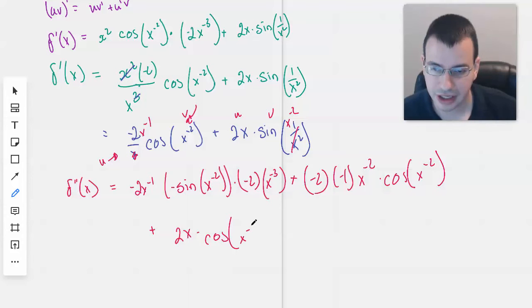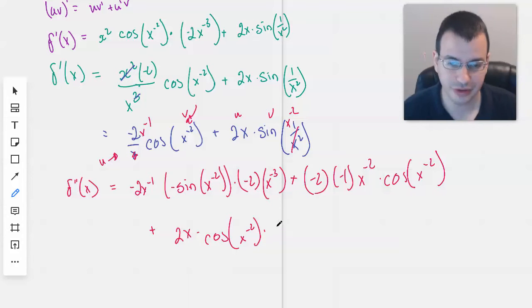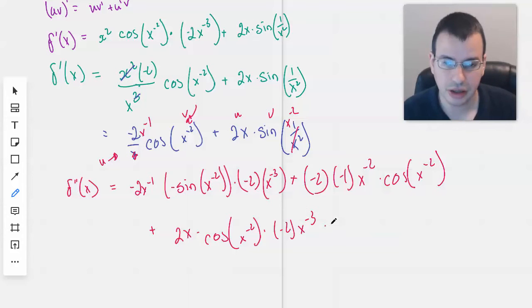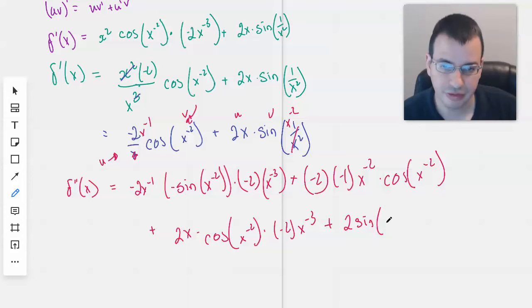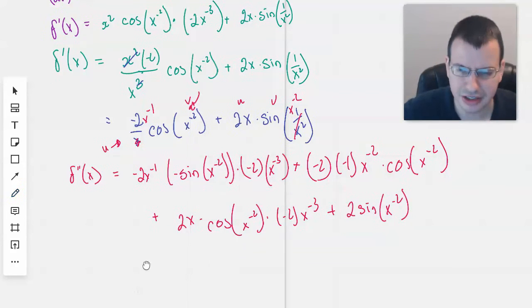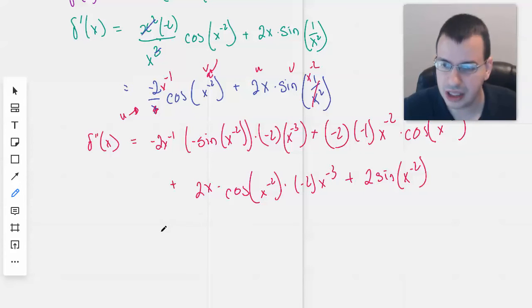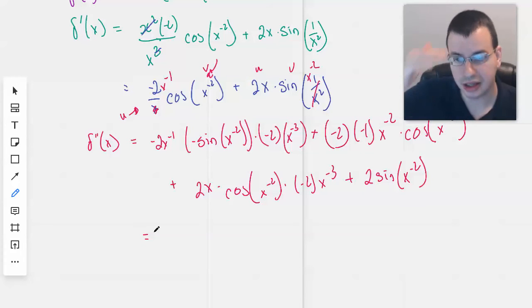Cosine of x to the negative 2 times the derivative of such, which should be negative 2x to the negative 3, plus, now we'll do u prime, which will be 2 times sine of x to the negative 2. Okay? Wow, that's a lot of stuff to do. So then we want to plug in 0.